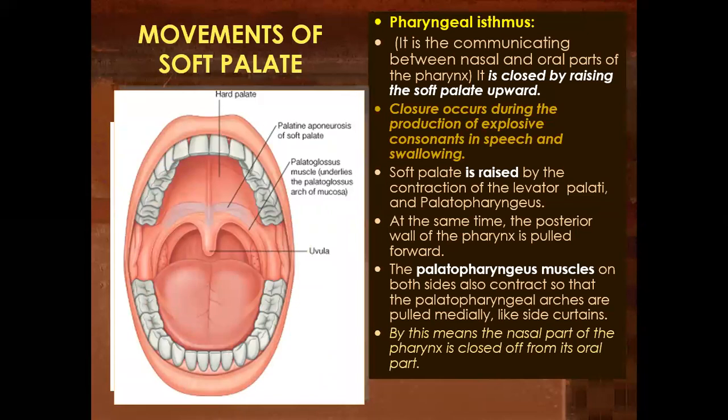By this means the nasal part of the pharynx is closed off from its oral part. So this is the uvula. It will go and touch behind and close off the nasopharynx from the oral pharynx, so that the food doesn't go into the nasal cavity.